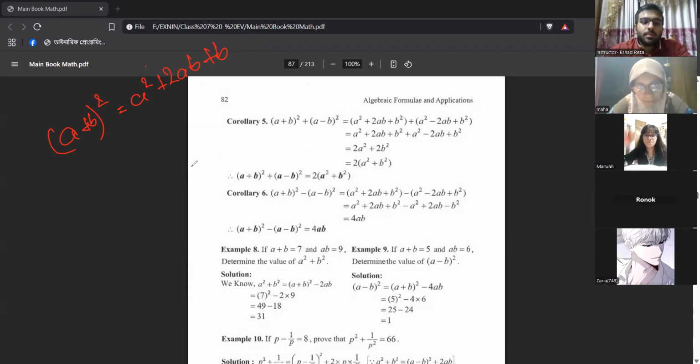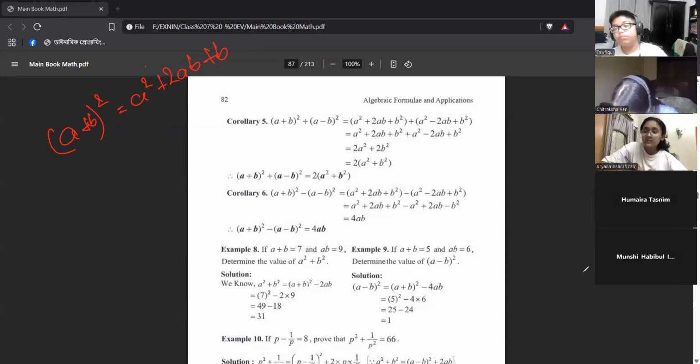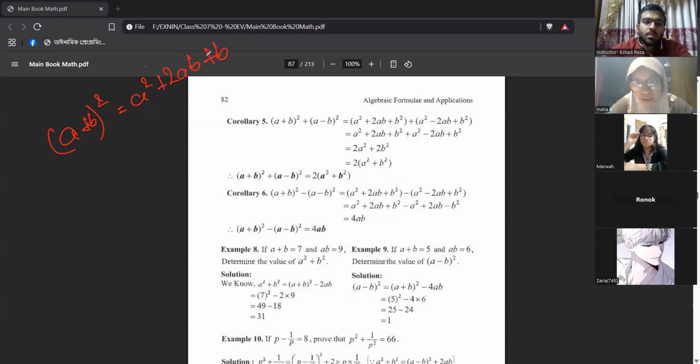I have a question. In the formula a plus b whole square, it is a square plus 2ab plus b square. That means when we turn it to a minus b whole square, it was supposed to be a square minus 2ab minus b square. Why is it then plus? Is it supposed to be minus? Like technically, all the signs should be changed, right? But in the formula, only one sign is changed.